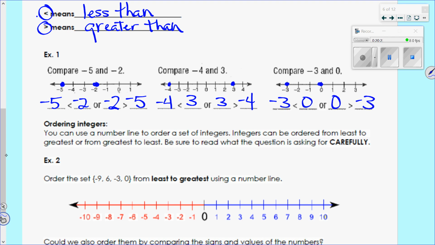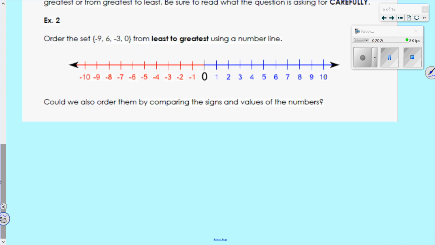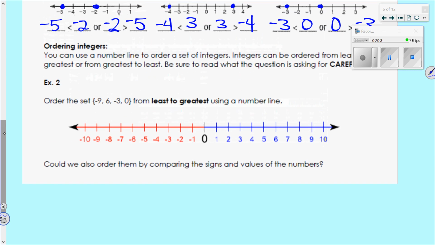Everybody tracking okay so far? Good. Let's go on to the next one. Now here's where we order integers if we have an entire list of integers. And I'll be honest, in these cases, a number line actually can help you, especially if they build it for you, so I don't have to draw it myself. But let's go through the instructions first.